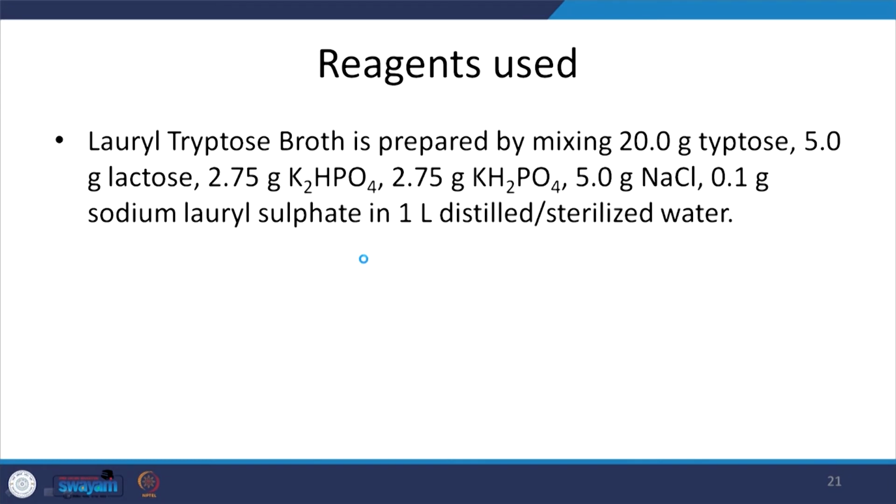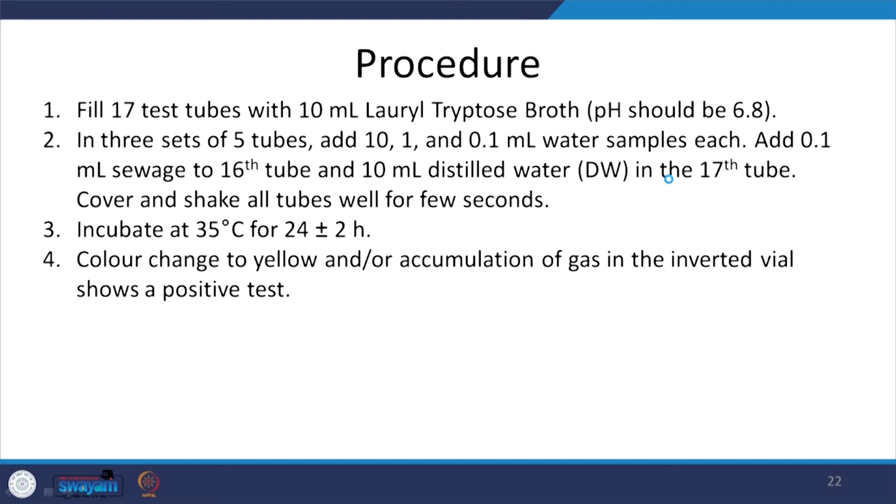And the reagents used in this test. There are other tests, but typically we look at MPN, most probable number. A specific type of broth that is conducive for these coliforms is prepared, with tryptose, lactose, different phosphates and nutrients. Again, you do not need to mug this up. You are going to fill 17 tubes, but in general it is 5 times 3, plus 2. We have 1 tube where we add sewage, so that we know whether the test is coming out right or not, so that it is a reference.